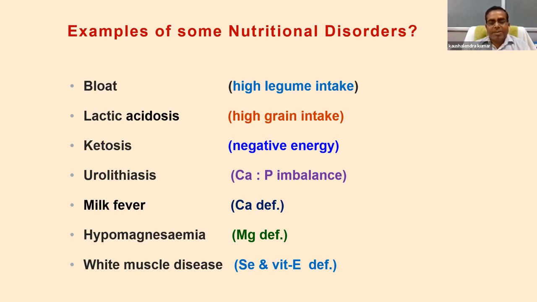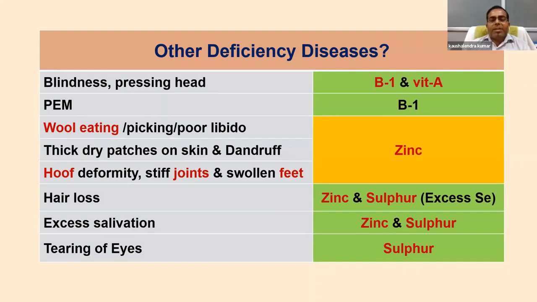And white muscle disease, which occurs due to deficiency of selenium and vitamin E. So this selenium and vitamin E balance in the diet is also very important. Muscle degenerative changes occur, and animals are not able to even walk freely, and a stiff gait condition will arise under this vital nutrient deficiency condition. Several other deficiency diseases like blindness, raising of head, occur due to deficiency of thiamine and vitamin A.